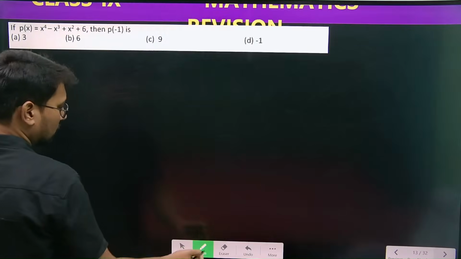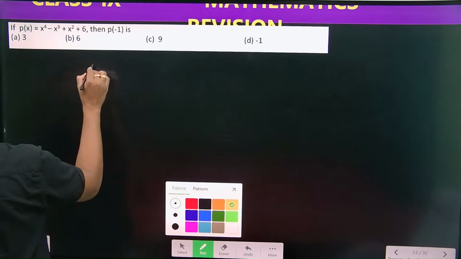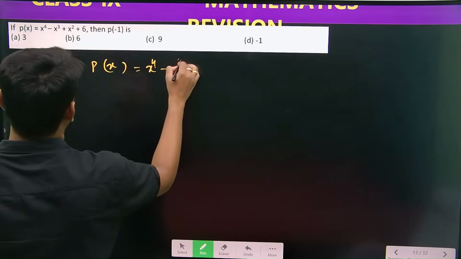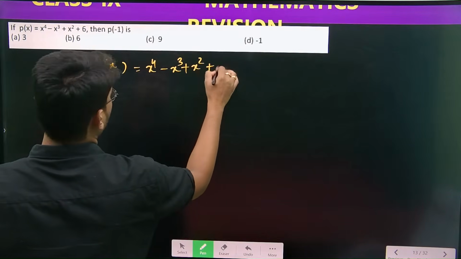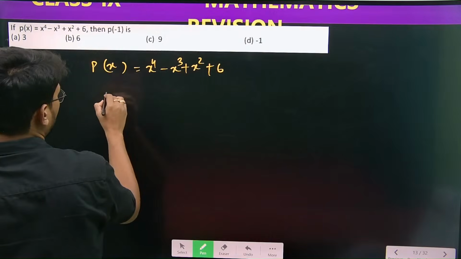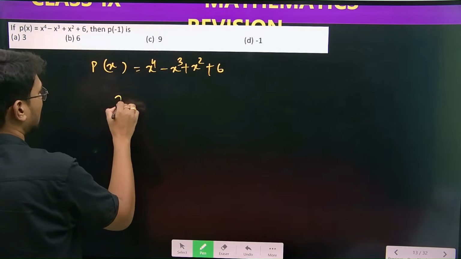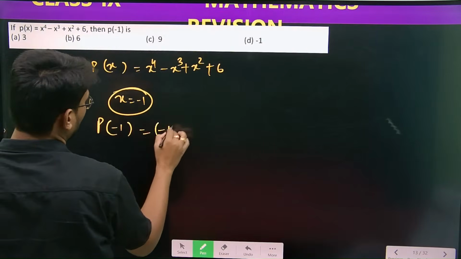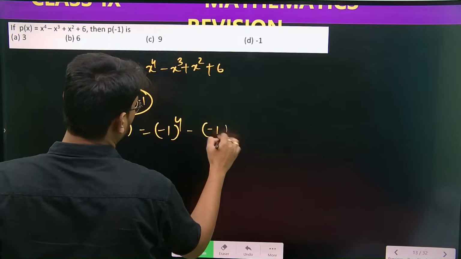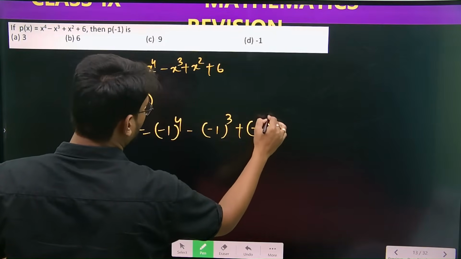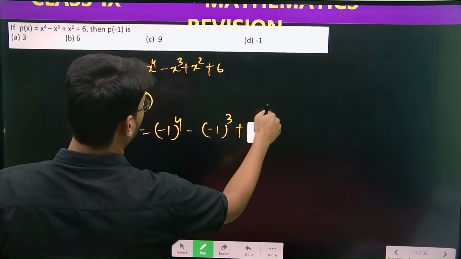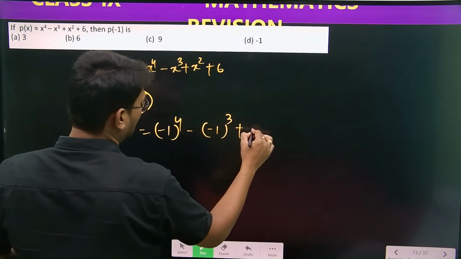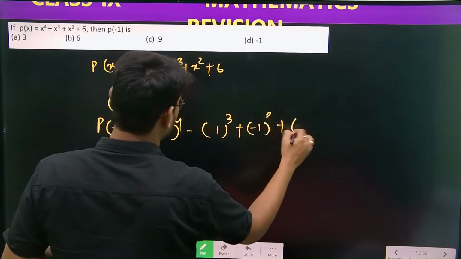मतलब what you have to do? You have to write the P of x क्या है? That is x to the power 4 minus x to the power 3 plus x square plus 6. Okay, x at minus 1, you have to find the answer. X is minus 1. Okay, so put कर दो minus 1 to the power 4 minus, minus 1 to the power 3 plus, minus 1 to the power 2 plus 6, right?